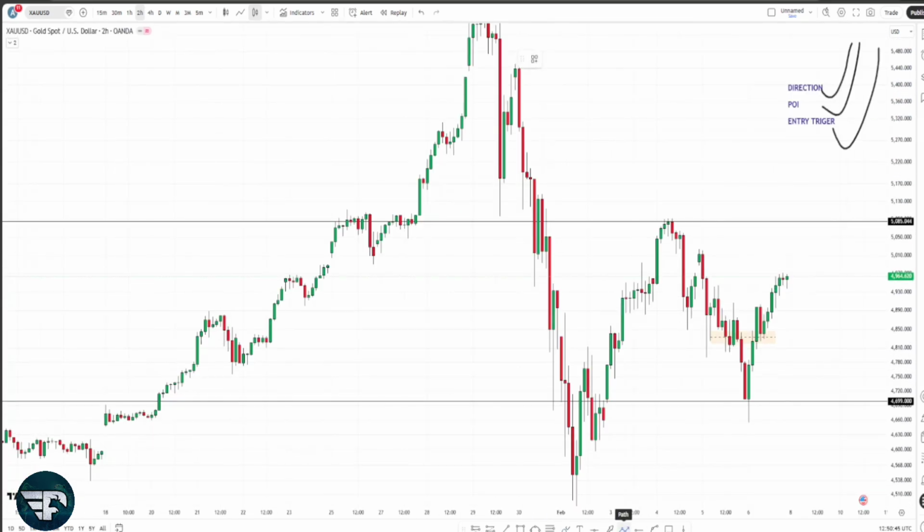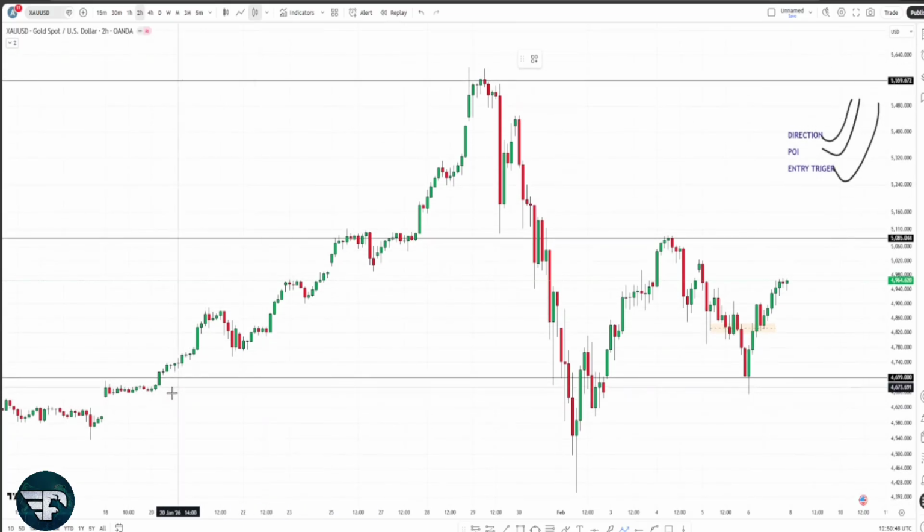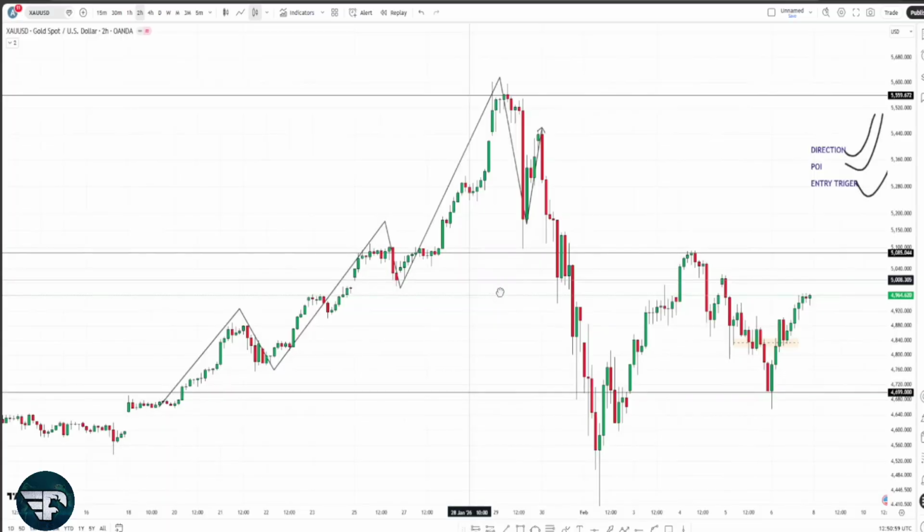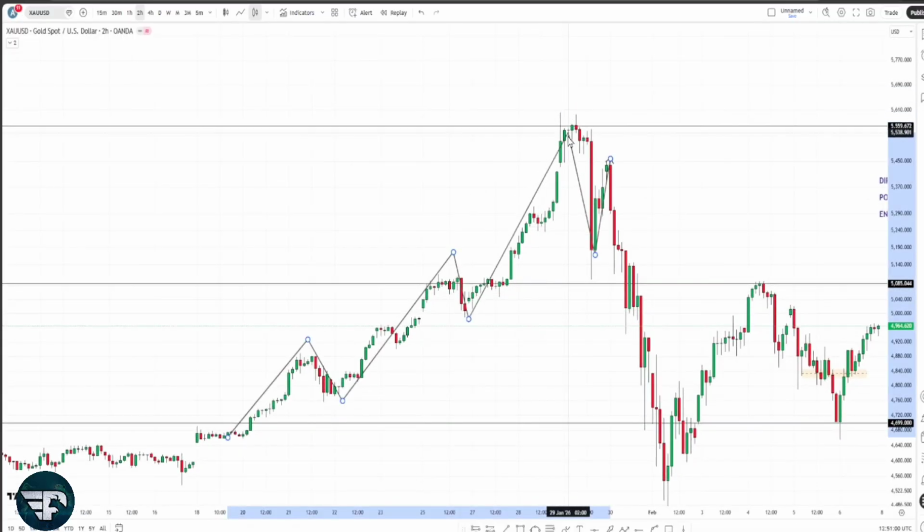If you know price action and you know the movement of price, anytime you have a push, you will surely have a retracement to the downside. We have a push here, we had a retracement. We have a push, we had a retracement and a push. So we are going with price action and also the movement of price and using market structure.